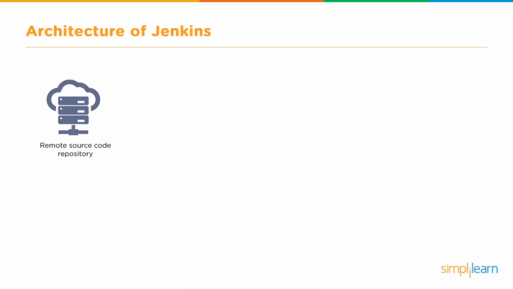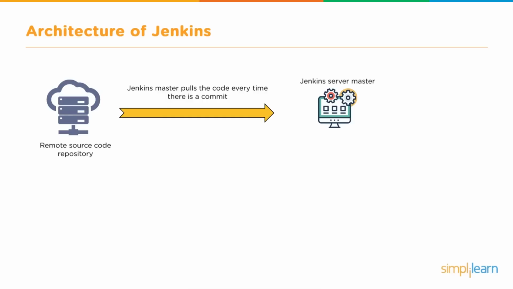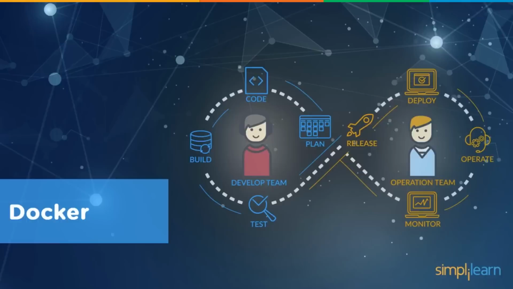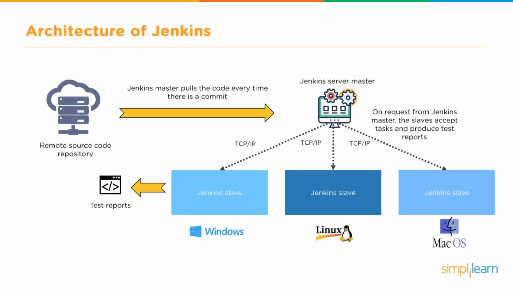So let's break out the architecture of Jenkins. Jenkins starts with a remote source code repository, and it pulls the code every time there is a commit into the server master. The server master will then have a slave that will run on either Windows, Linux, or Mac OS to be able to distribute its load across those environments. After it has gone through and run its tests, it will then send out a report. The goal of the report is to communicate back to the team what has passed and what has failed in the check-in process.